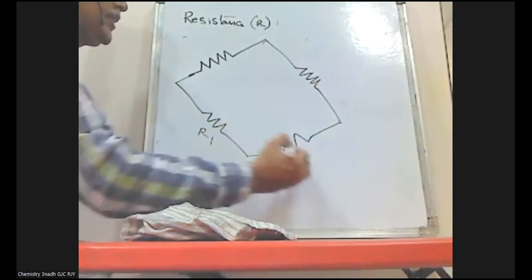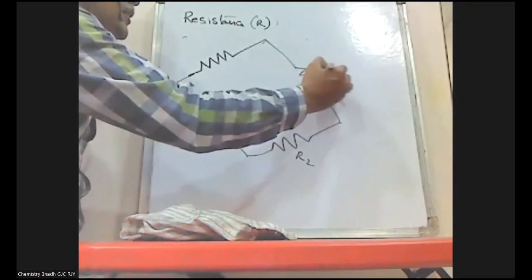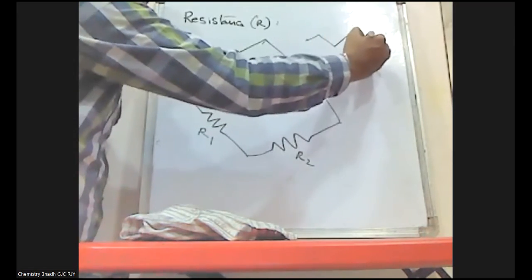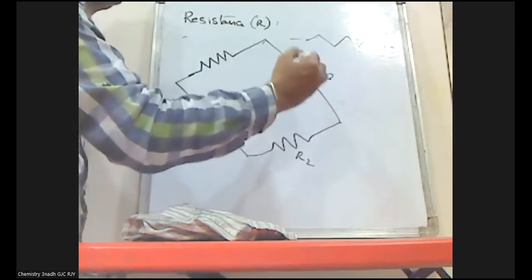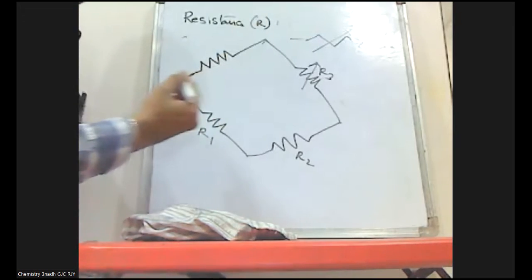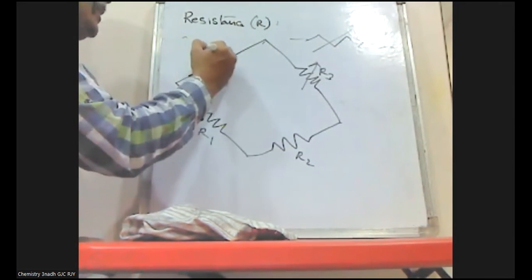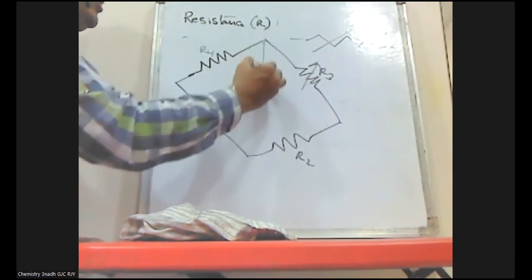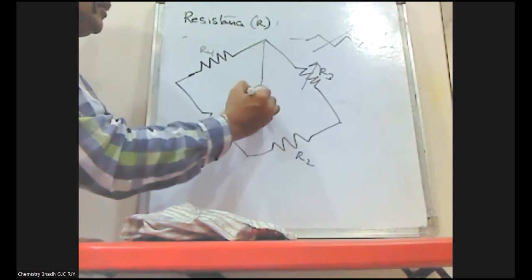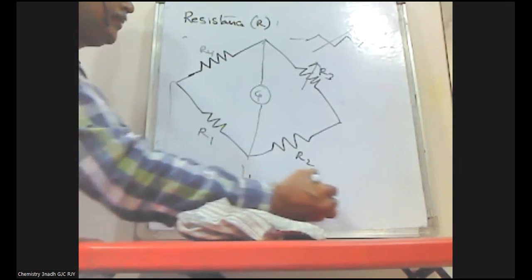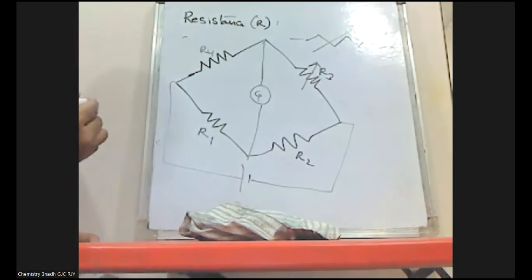These are the known resistances R1 and R2. R3 is the variable resistance. As I have already discussed, if shown like this, it corresponds to a resistance; if an arrow is there, it corresponds to a variable resistance. Then R4 is the unknown resistance. 2 arms are connected to the galvanometer. The rest 2 arms are connected to the battery.